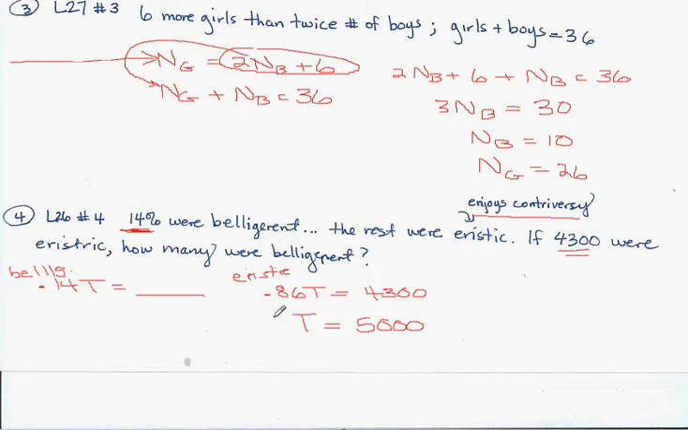Now to go back and answer the question, how many were belligerent? Well, 14% of the total were belligerent. So 0.14 times the total, 5,000, is going to give us our belligerent. And so that ends up being 700 were belligerent. Oops, spell it right. Belligerent. Okay, that's it for the first 4 questions.